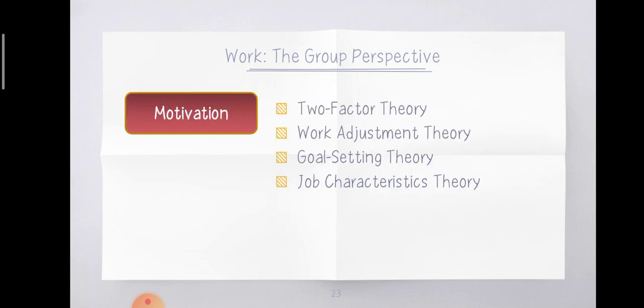Therefore, the theories that support motivation. The first one is two-factor theory. Second is work adjustment theory. Third is goal setting theory. And the last one is job characteristics theory.